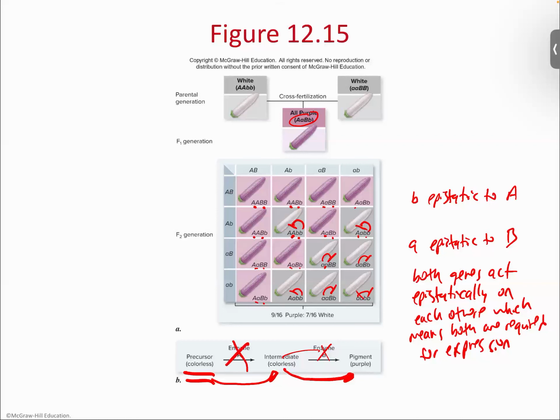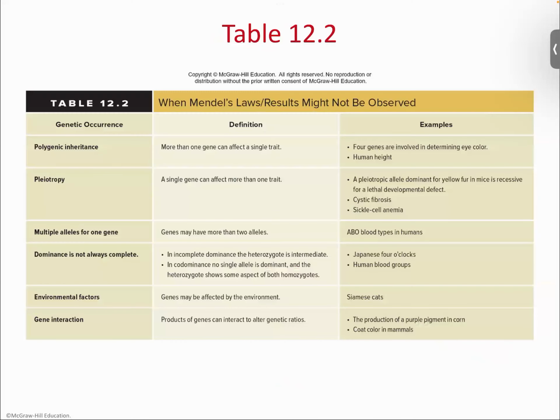If you were to miss A, then you would actually never get your colorless intermediate. So B would have nothing to work on. So that basically means that A is also required in order for us to go through. So basically, either one of them acts epistatically on the other. They need each other in order to be able to generate your phenotype. So that's a type of epistasis.